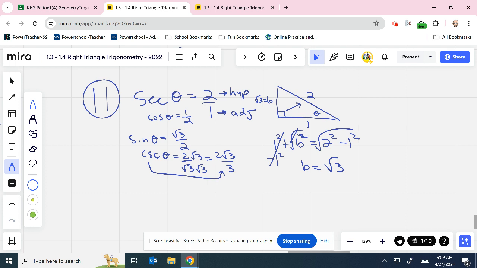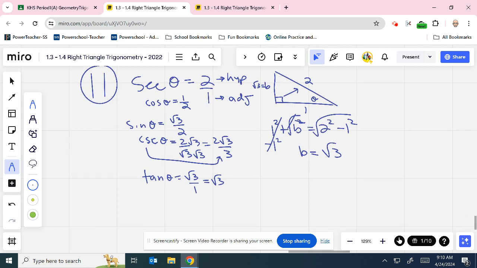And then the last one is tangent. Tangent is TOA, T-O-A, so it's going to be radical 3 over 1, or just radical 3. You could put 1 on the bottom if you like it, or you can just put radical 3 if you like it. Either way works. And then cotangent, we got to flip that over. So it's going to be 1 over radical 3, but can't have the radical at the bottom, so we got to fix it. You get radical 3 over 3.